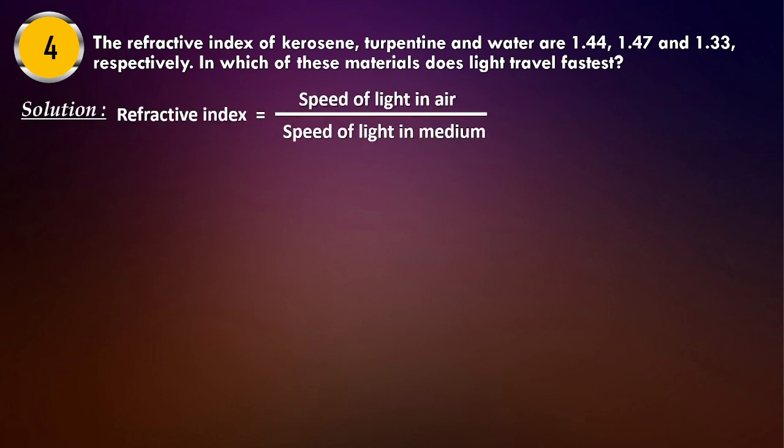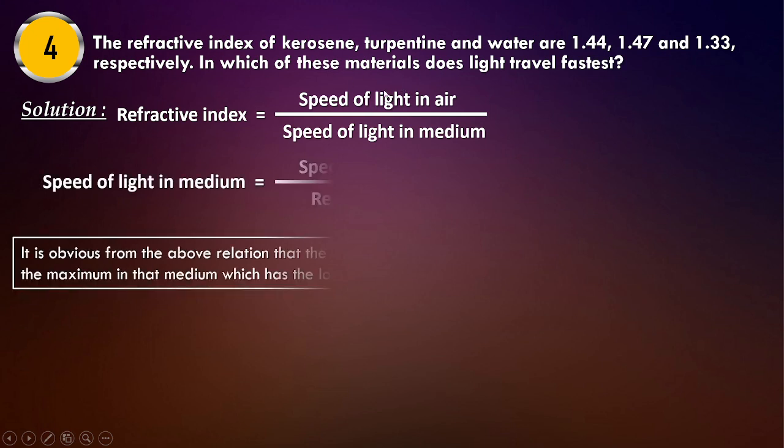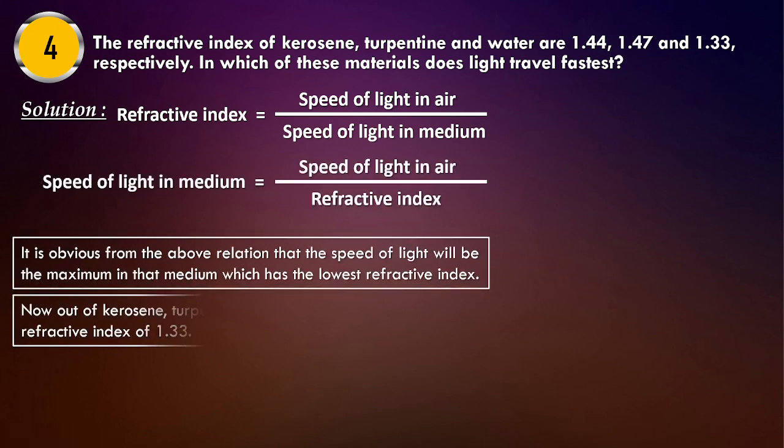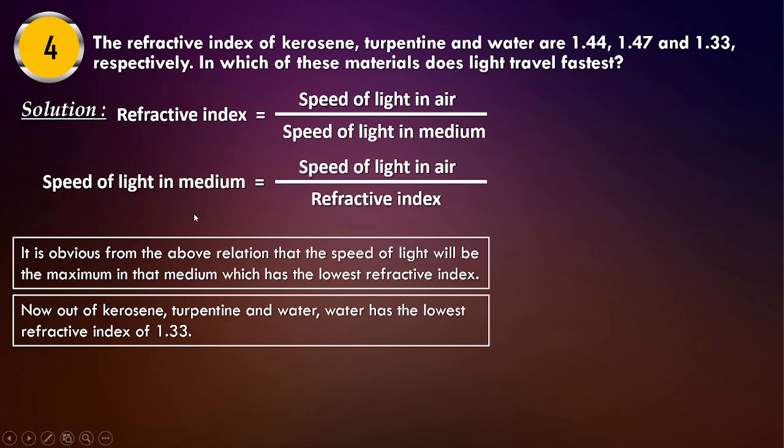So here we know the refractive index is the speed of light in air by the speed of light in medium, right? And we know the speed of light in air is 3 into 10 to the power 8. It is obvious from the above relation that the speed of light will be the maximum in that medium which has the lowest refractive index. So if we have the lowest refractive index, the speed of light in that medium will be more.